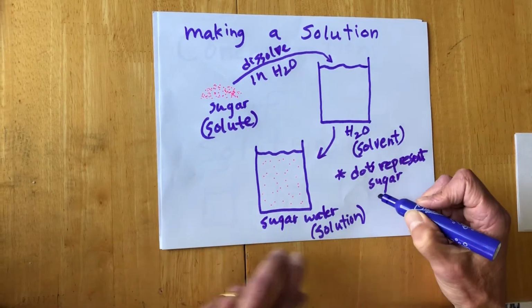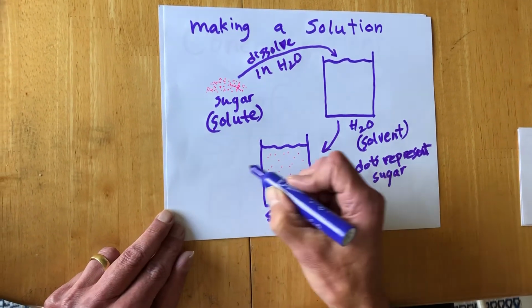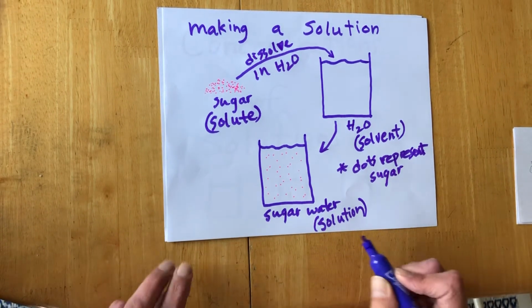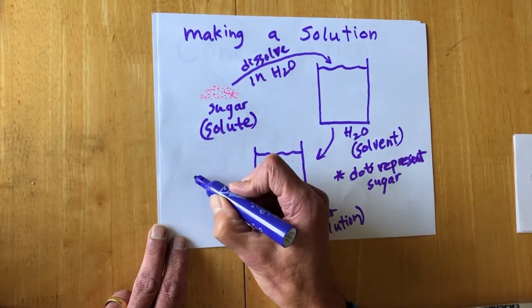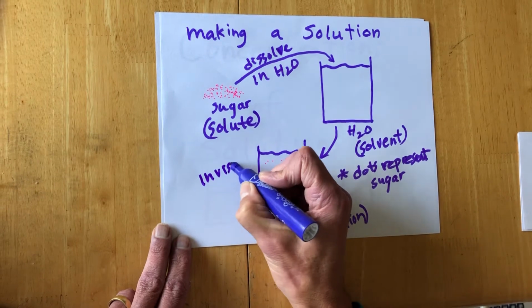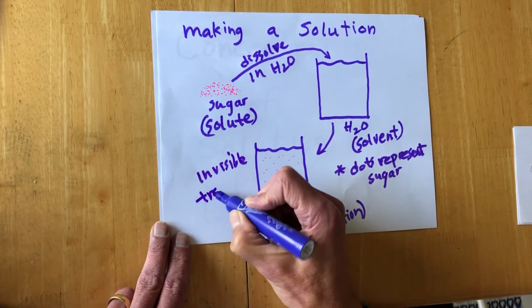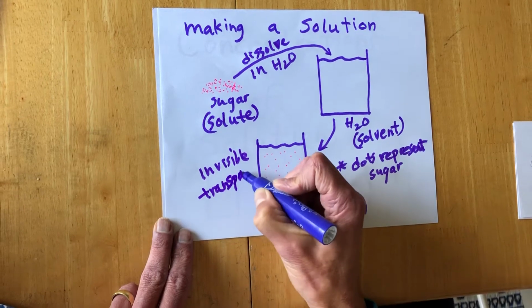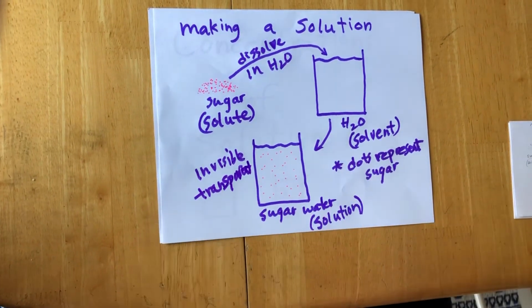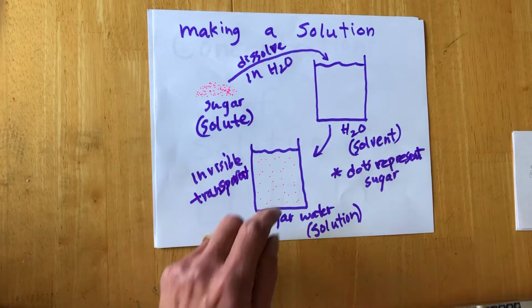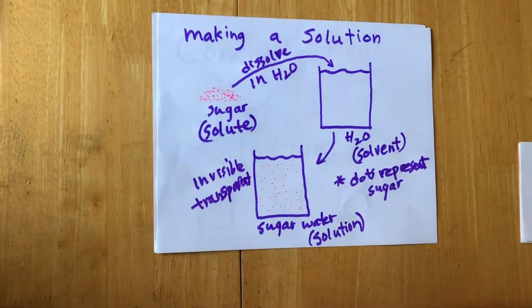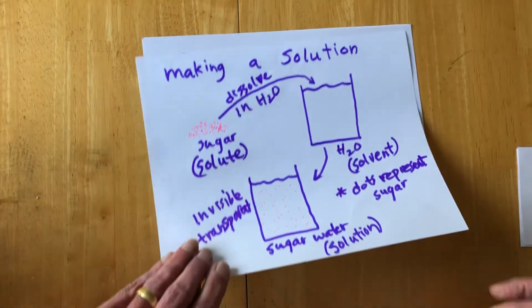But remember that you wouldn't actually see the dots. The sugar would actually be invisible, so you would have a transparent solution. But in the picture, it's just to remind you that those are now dissolved, evenly mixed in there. So let's take another example of making a solution.